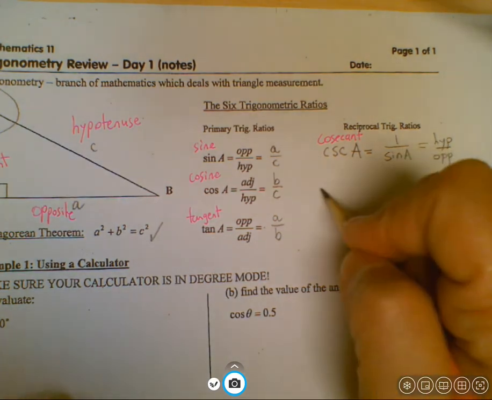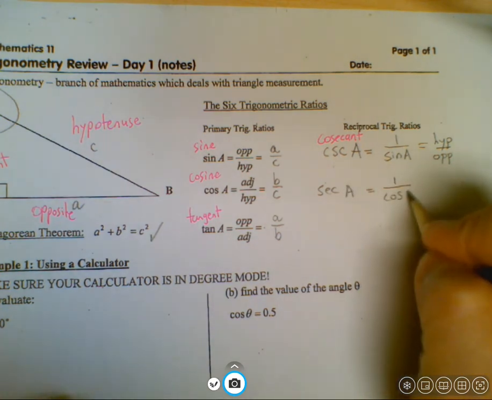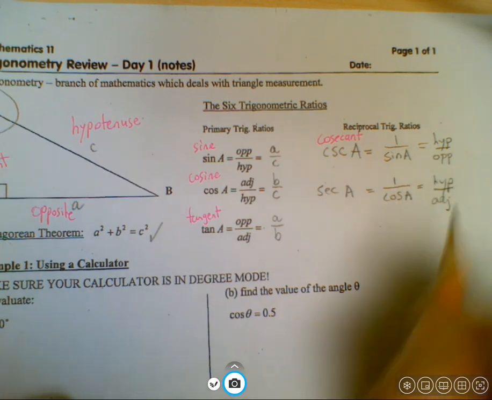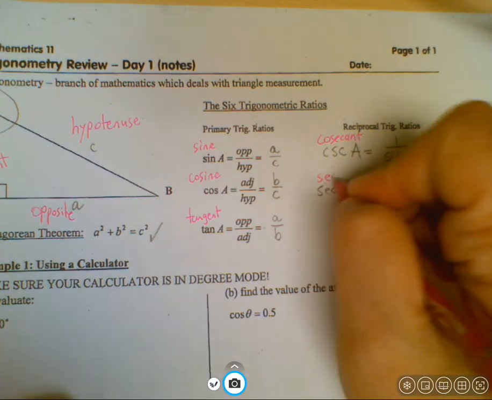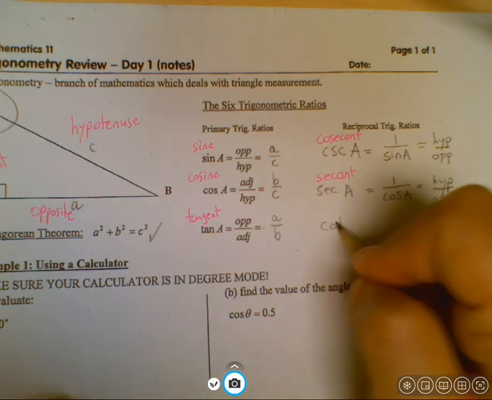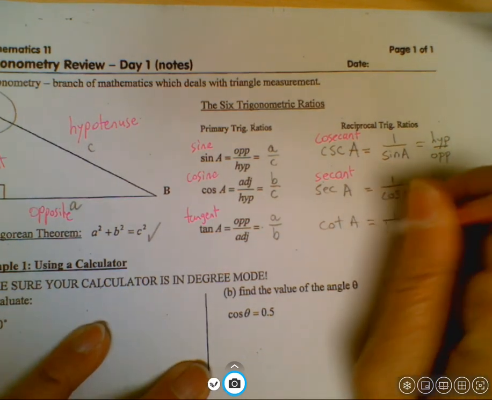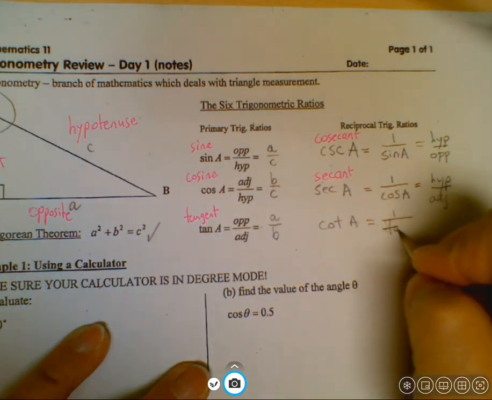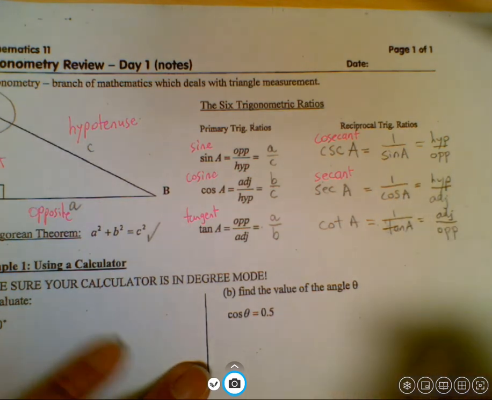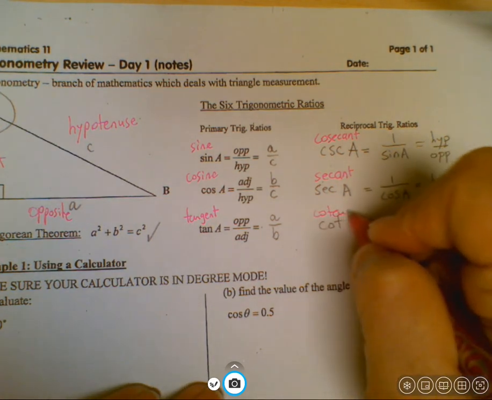The next one is called secant. Secant of A is the reciprocal of cosine. So that's going to be the hypotenuse over the adjacent. So let me write that here, secant. And the third one is cotangent. Cotangent of A is the reciprocal of tangent, the reciprocal of tan A, which is going to be adjacent divided by the opposite. Okay, so those are your reciprocal trig ratios.